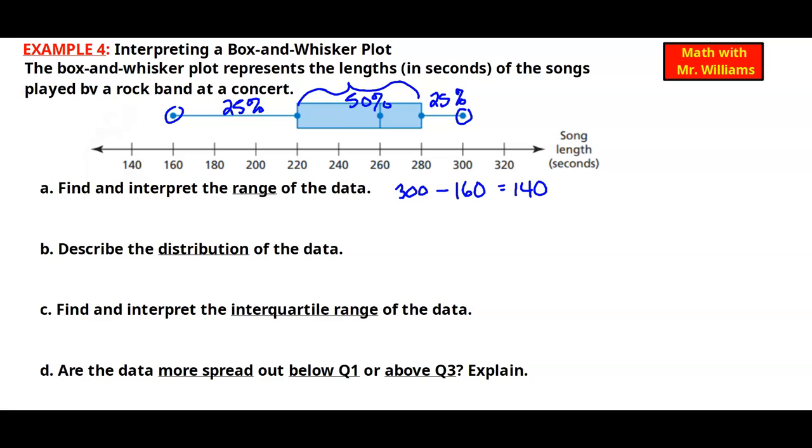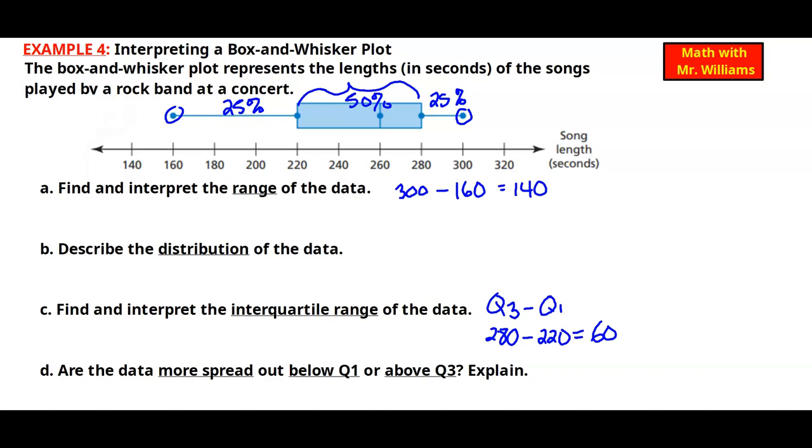C, find and interpret the interquartile range of the data. So we take Q3 minus Q1, meaning we take 280 and subtract 220, giving us 60 for our interquartile range. So the interquartile range is 60 seconds. This means that the middle half of the songs' lengths vary by no more than 60 seconds.